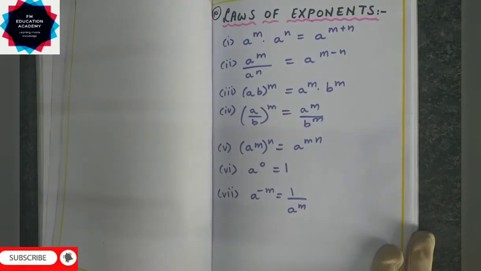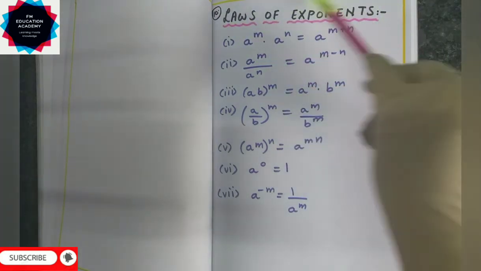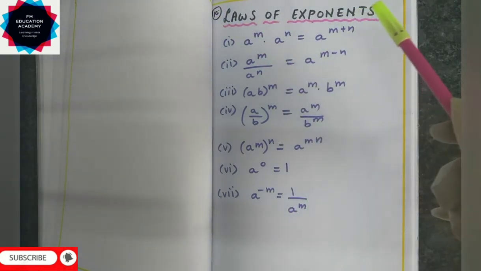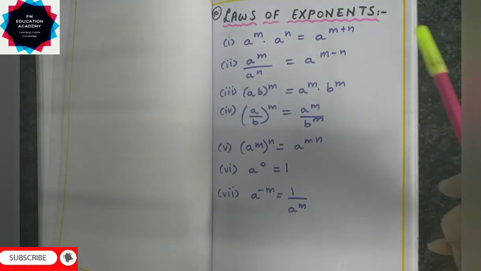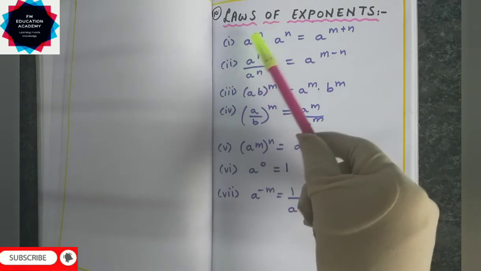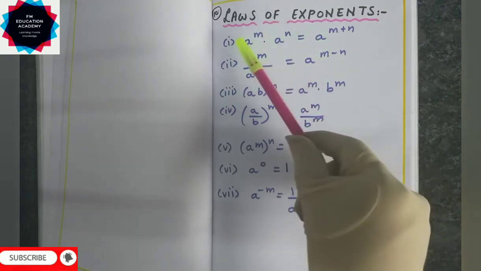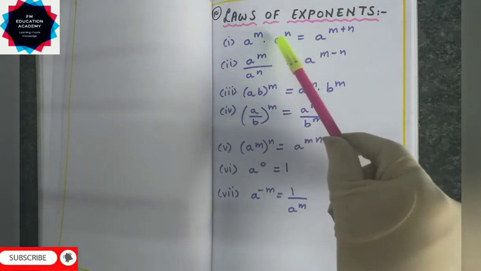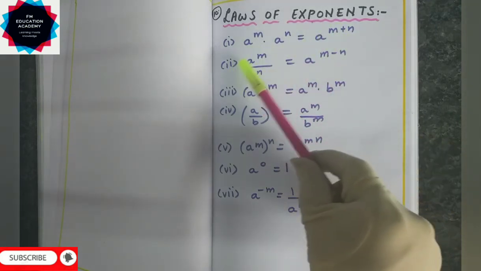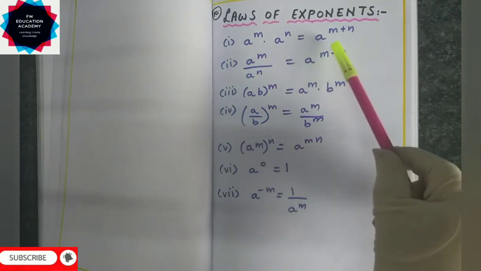The last concept in real numbers is the laws of exponents. This will be used in many problems, and these are the basics of maths. These are the strength of maths. For example, I have a power m into a power n. What is a power m into a power n? It is a power m plus n. a power m divided by a power n is a power m minus n.